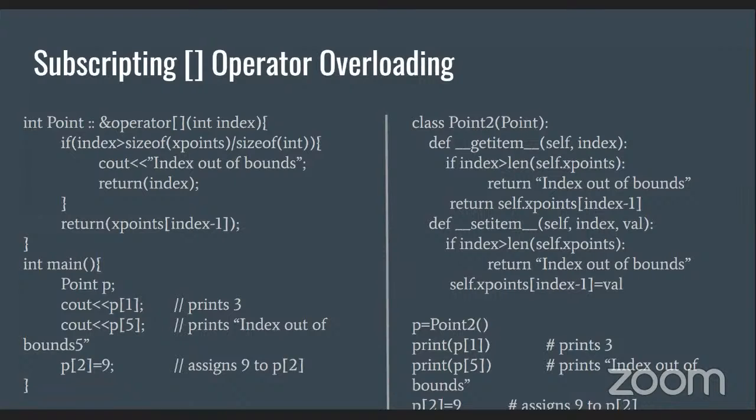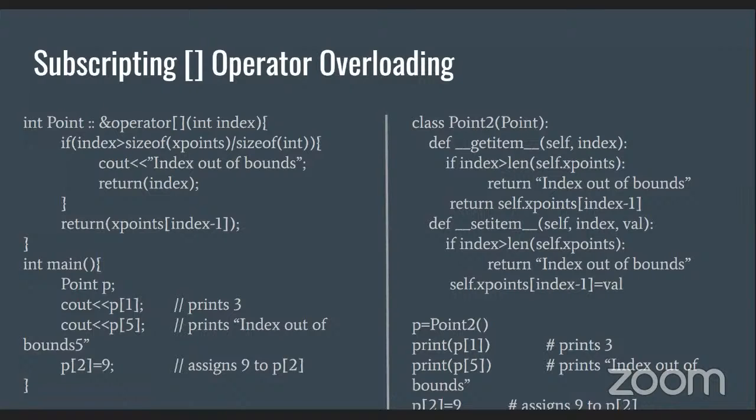When we say P2 equals 9, the index that will be passed to this particular function will be 2. This will be referring to X points 1, it is 2 minus 1, as index minus 1, and it will return X points 1. So by referring here P2, we are actually changing the value of X points 1. So when we say P2 equals 9, the 9 will be assigned to P2, which is the same as X points 1. That was the case for C++.